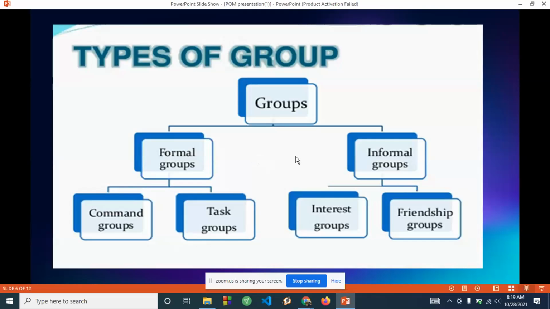Let's talk about the types of group. Groups are of two types. One is formal group, and another is informal group. Formal groups are further divided into command groups and task groups, and informal groups are further divided into interest groups and friendship groups. Let's talk briefly about the formal group.